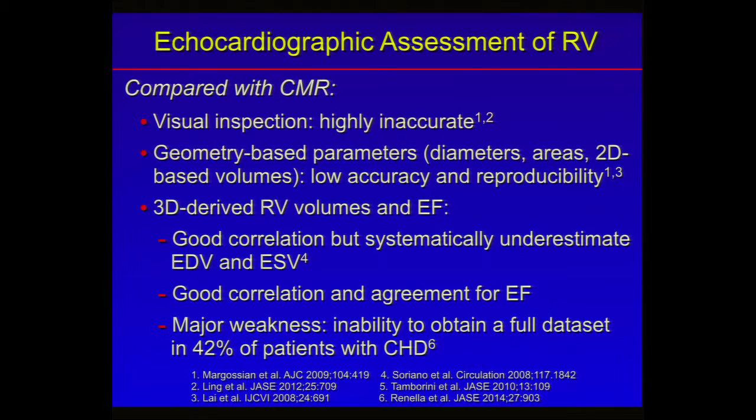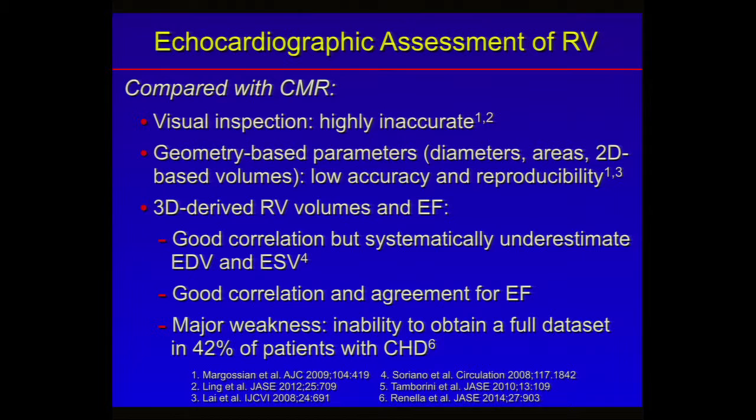A couple of observations about echo evaluation of the right ventricle. We have learned, using comparison with cardiac MRI, that visual inspection of the right ventricle is highly inaccurate. I'll show you a little bit of data to support that. We also learned that geometry-based parameters such as diameters, area, and 2D-based volumes are inaccurate and are not reproducible.